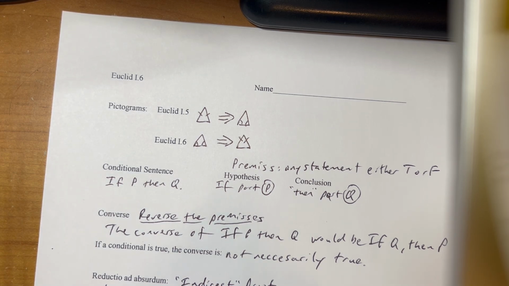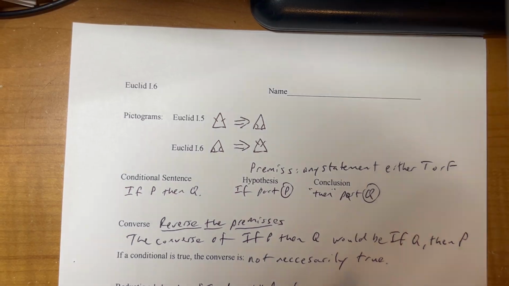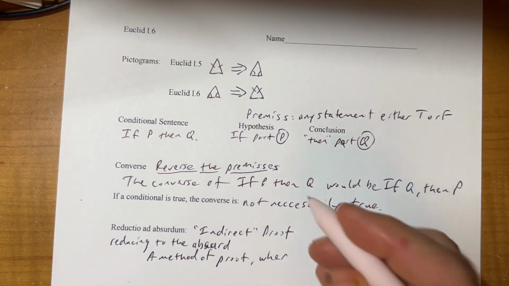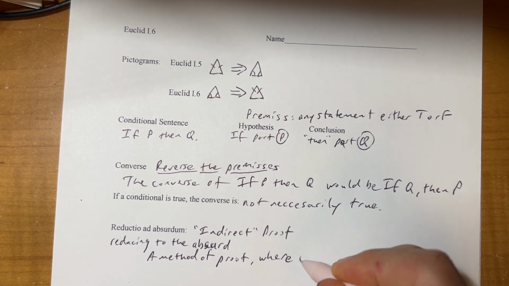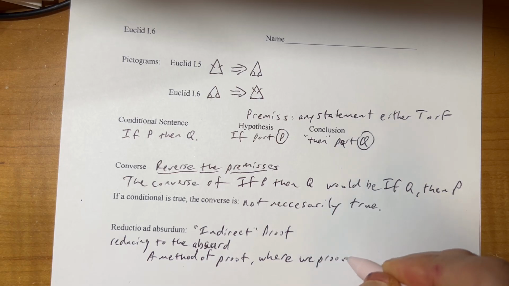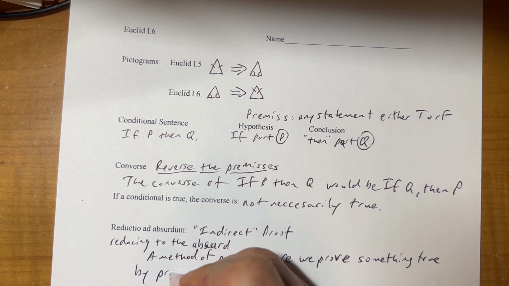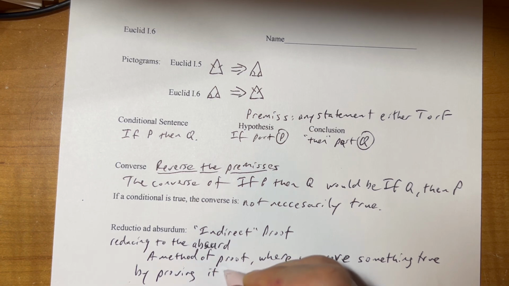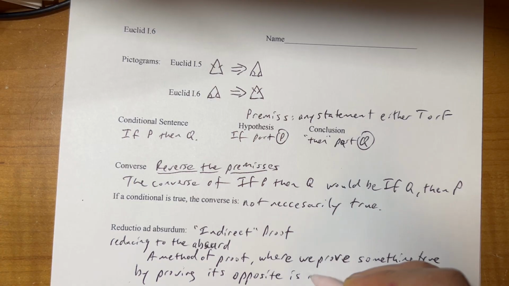A method of proof where, oops, I got to move this up here. Sorry about that. A method of proof where we prove something true by proving its opposite is impossible.